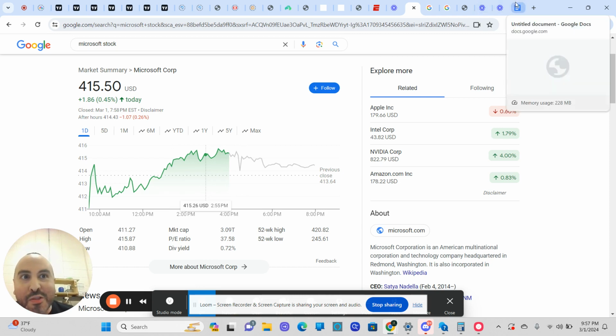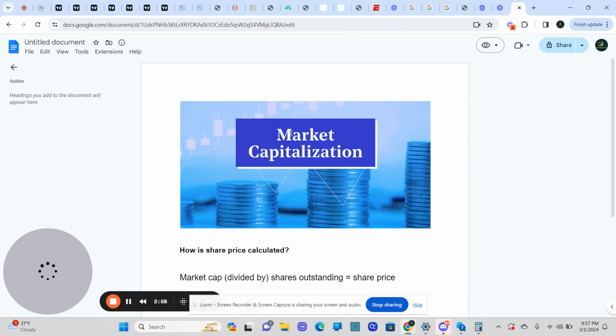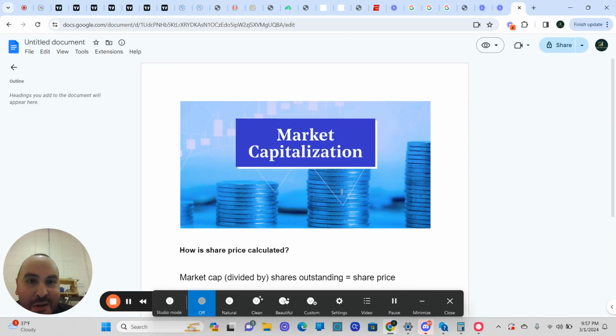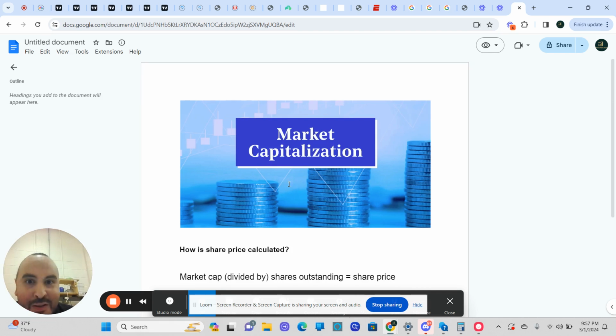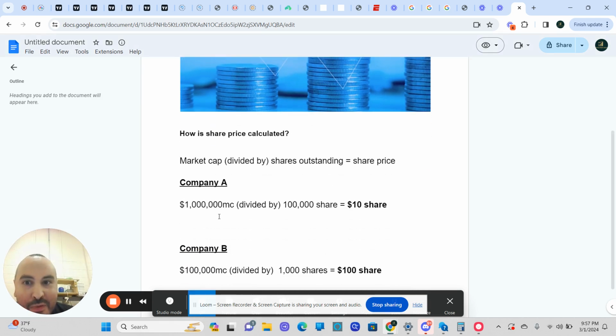Now, how do you get share price? Okay, so this is how share price is calculated. The formula is market cap divided by the number of shares outstanding, and that's what gives you the share price. And that's why we can look at market cap and see what this company is valued at, and that's why it's a better marker than share price.